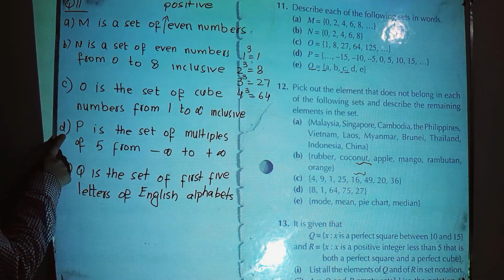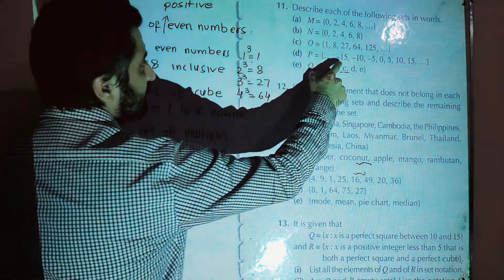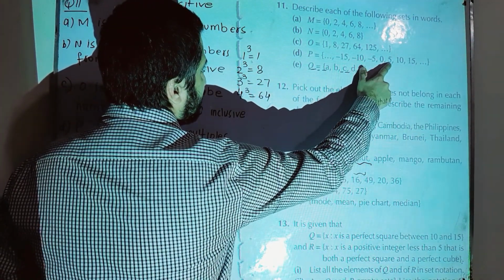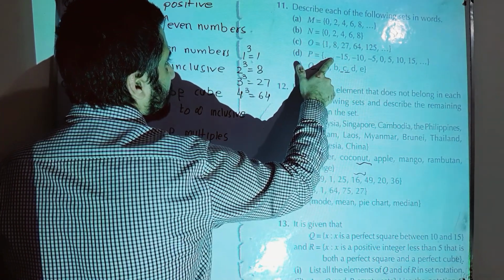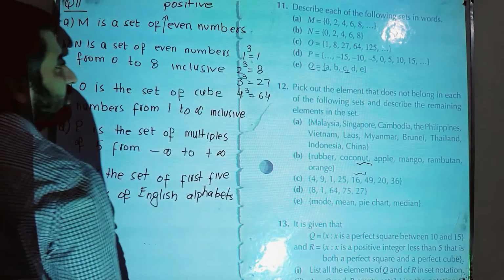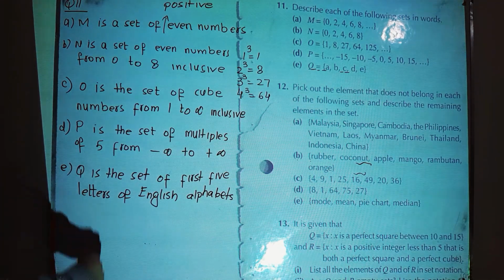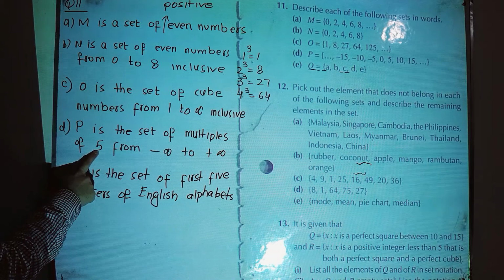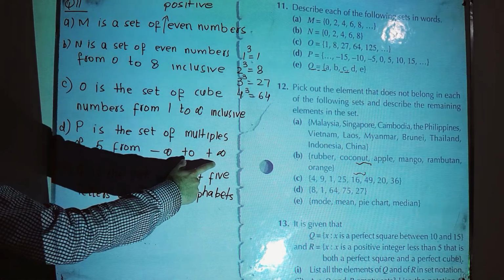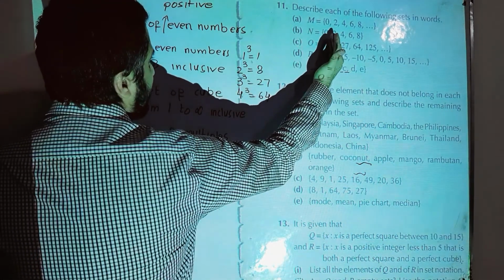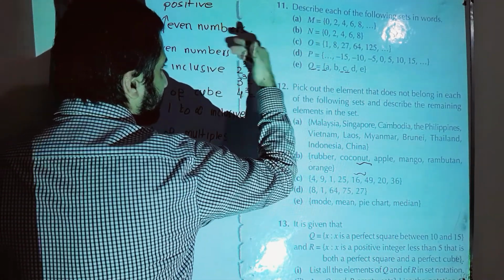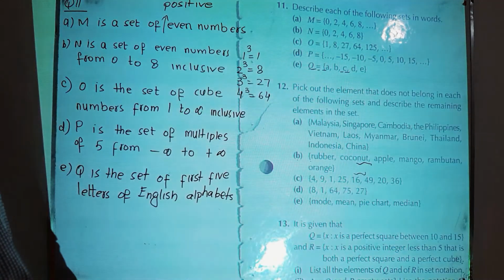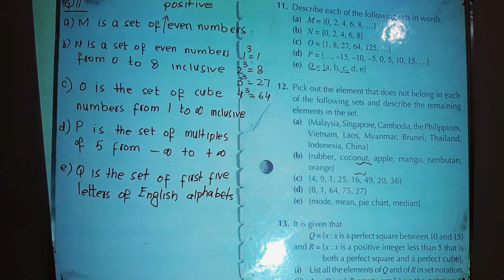Part D, P. Now if you observe, minus 15, minus 10, minus 5, 0, 5, 10, 15. We have got multiples of 5 on the negative side as well as on the positive side. So P is a set of multiples of 5 from negative infinity to positive infinity. As you can see, we are moving to the left, meaning on the negative side these multiples continue, as well as on the positive side. So this is an infinite set.